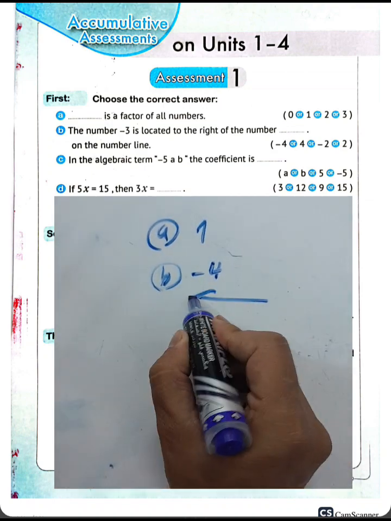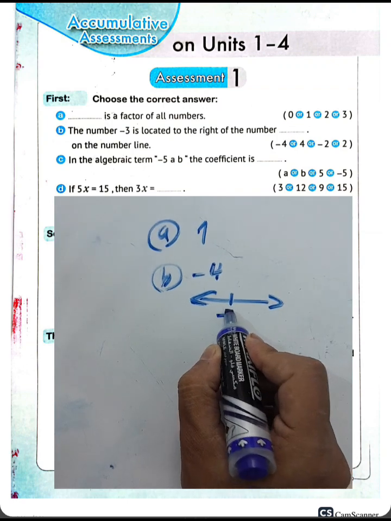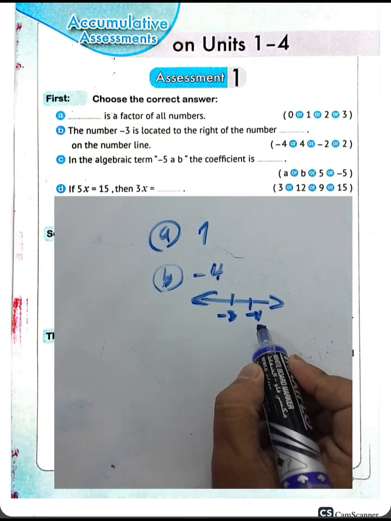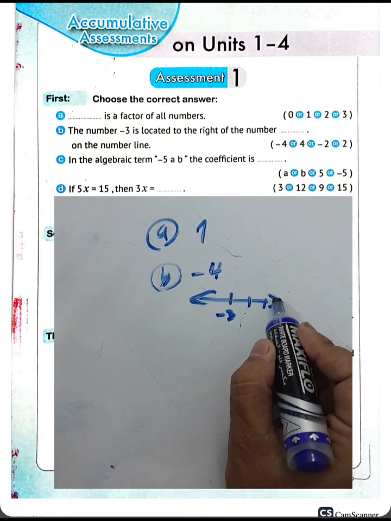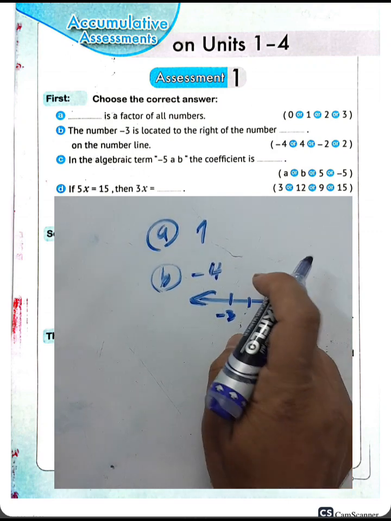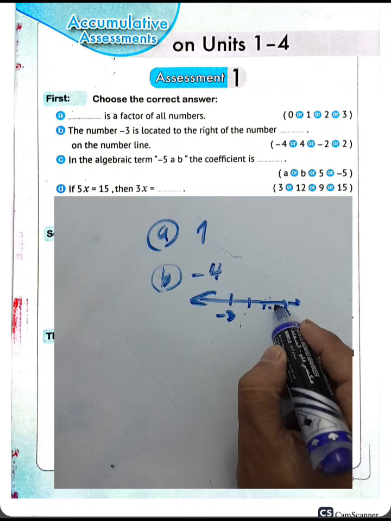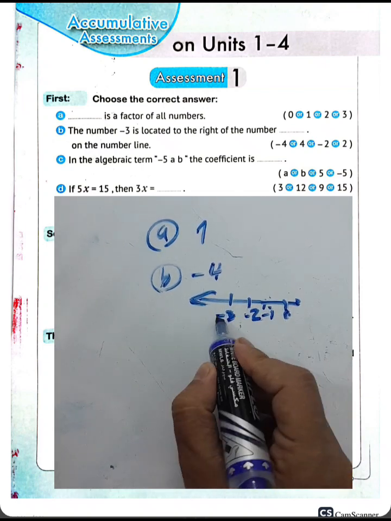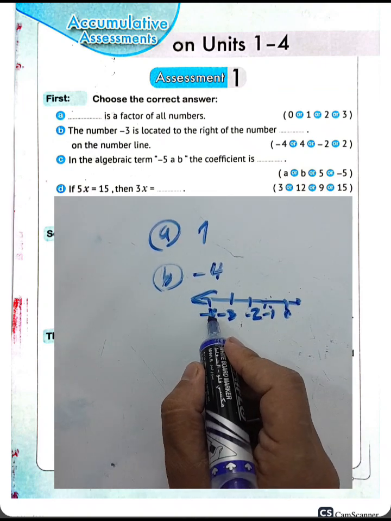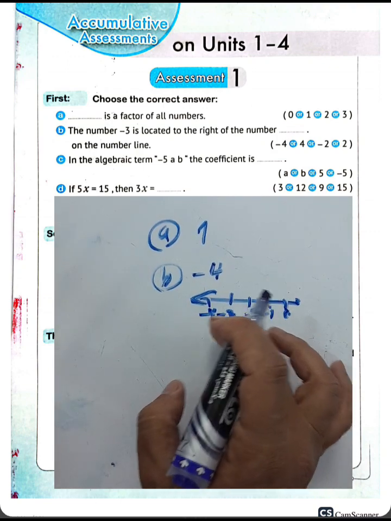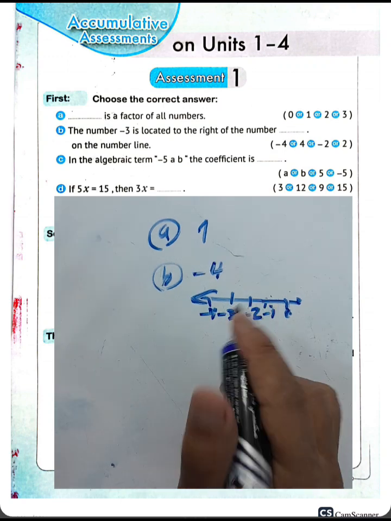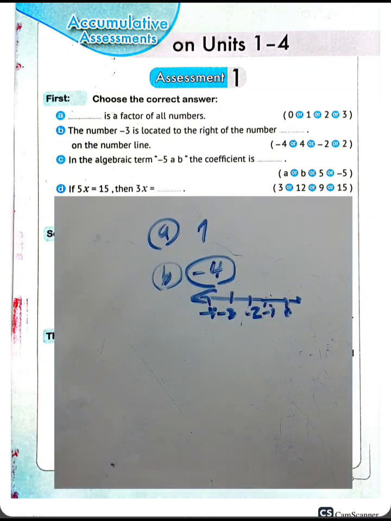Look at the number line. We have here -3 and we have here 0, -1, -2, -3 and -4. Then the number -3 is located to the right of the number -4 on the number line. Then the result will be -4.